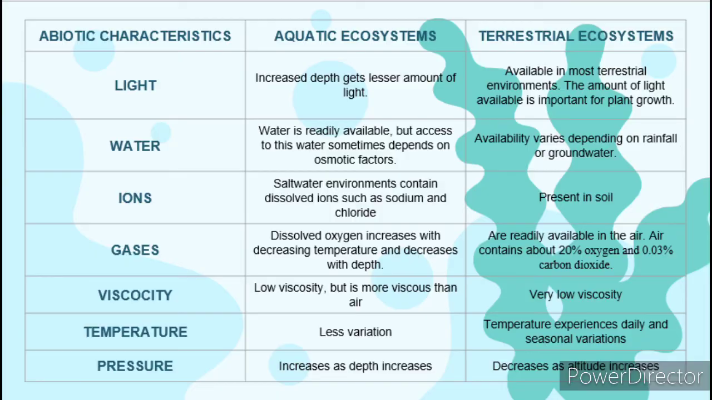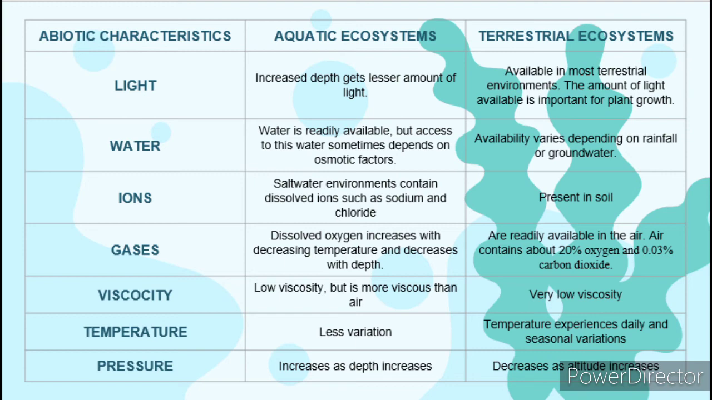So, next, I'm gonna show you a table of comparison of aquatic ecosystem and terrestrial ecosystem in terms of abiotic characteristics such as light, water, ions, gases, viscosity, temperature, and pressure. So, sa light, katulad ng sabi ko kanina, as the depth increases, the amount of light decreases. Kapag lumalalim ka, mas kakaunting light yung nakakarating sa ilalim ng dagat.